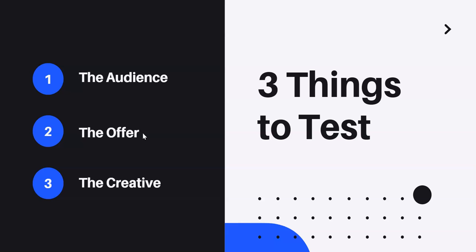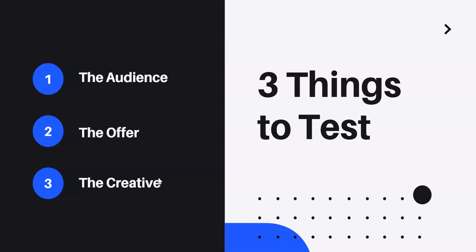And the third thing is the creative. So this is typically where people start with testing, but I would say that it's arguably the least important. The creative is your copywriting, so your headlines. Is your headline a question? Is it a statement? Is it provocative? Is it straightforward? It's the body copy. It's the image that you use. Is it an image of the product? Is it an image of the target customer? Those types of things.